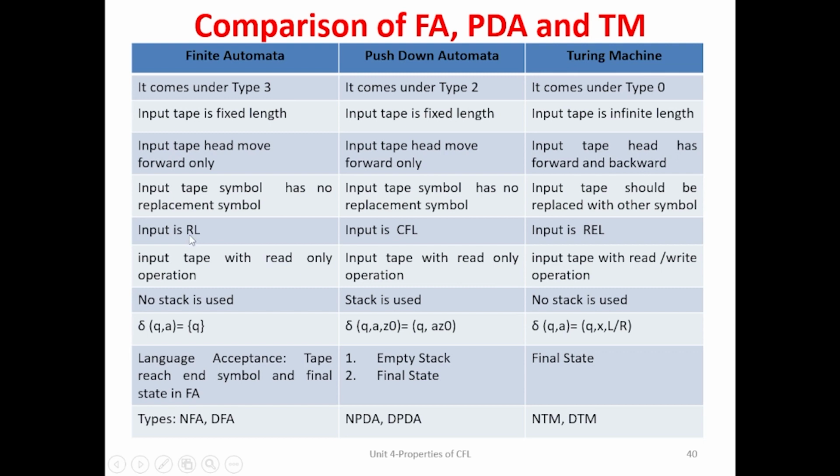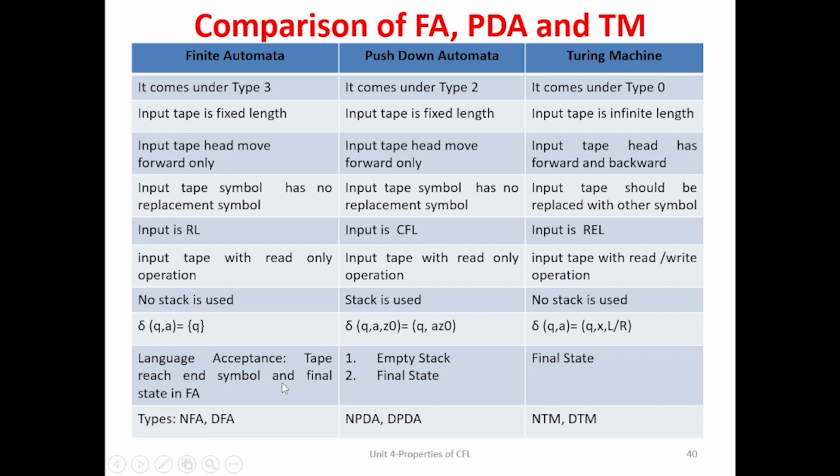So type 3 supports regular language, type 2 supports context-free language, and type 0 supports unrestricted grammar. So its corresponding language is given here. And input tape is read-only format, so there is no replacement in both FA and PDA. Replacement possible means read and write operations are possible on tape. And stack is only used in pushdown automata, and that is not supported in finite automata and Turing machine. And this is the input and output format of the transition function for these three notations.